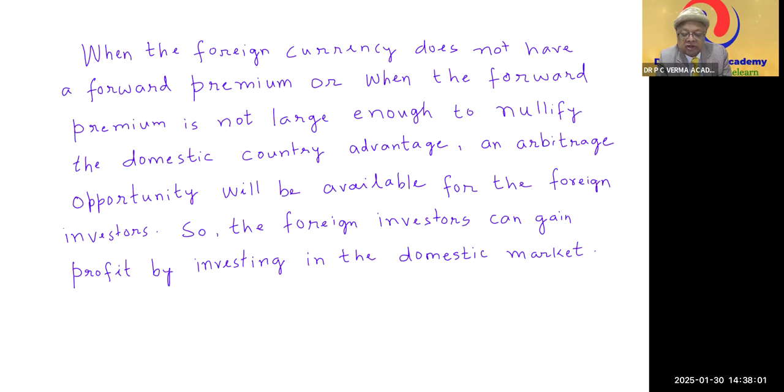When domestic rates exceed foreign interest rates, the foreign currency must trade at a forward premium. This is again to offset prevention of domestic currency arbitrage. When the foreign currency does not have a forward premium, or when the forward premium is not large enough to nullify the domestic currency advantage, an arbitrage opportunity will be available for the foreign investors. So the foreign investors can gain profit by investing in the domestic market.